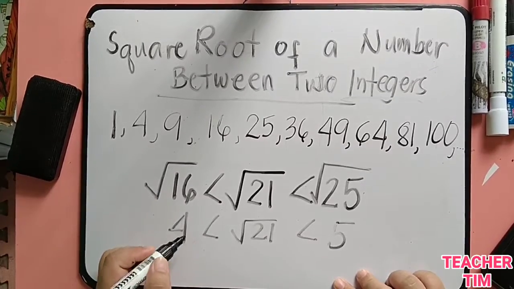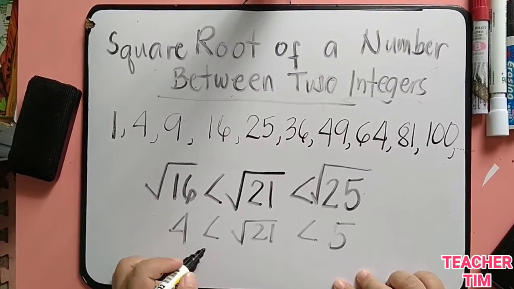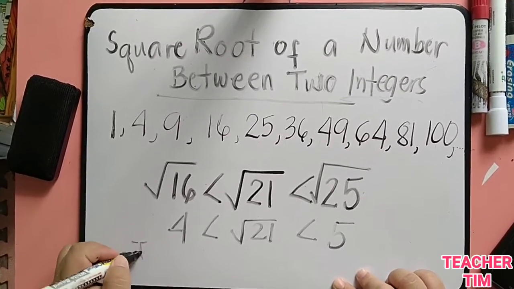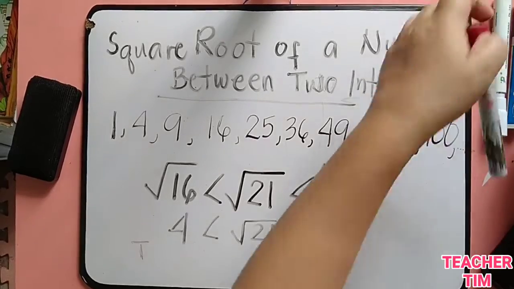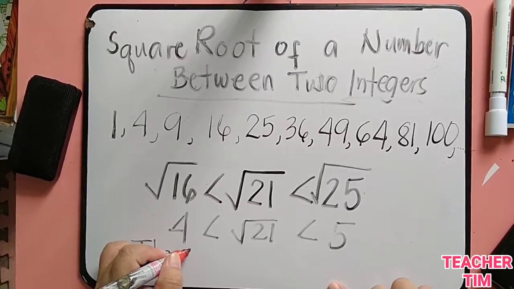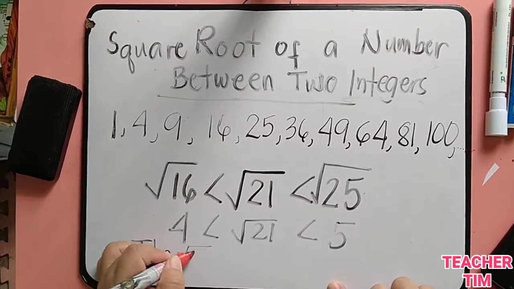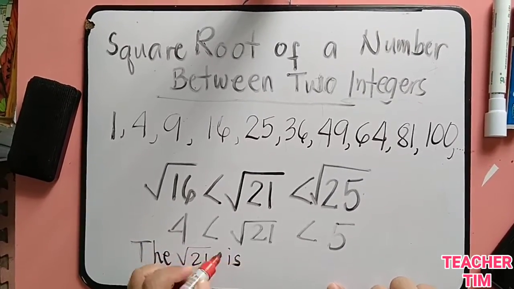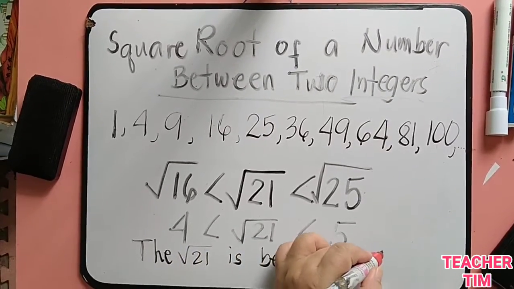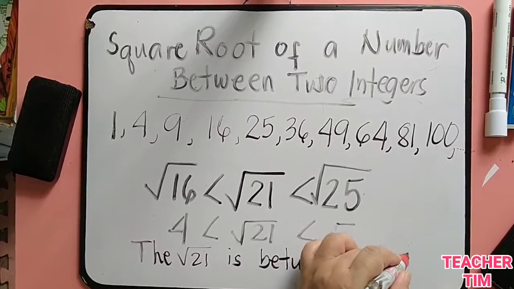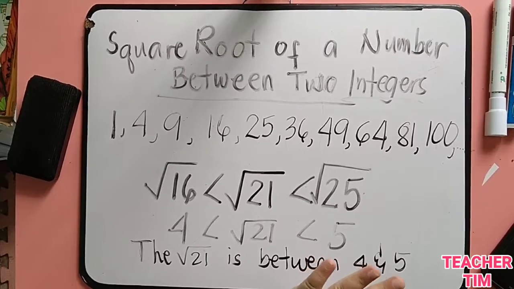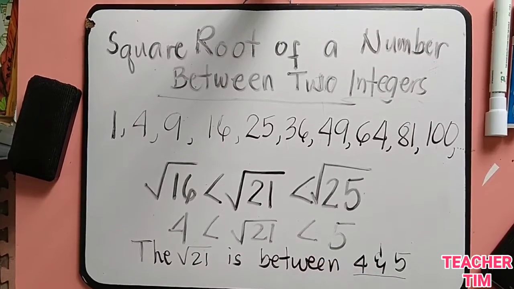So our conclusion here is the square root of 21 is between 4 and 5. The square root of 21 is between 4 and 5.